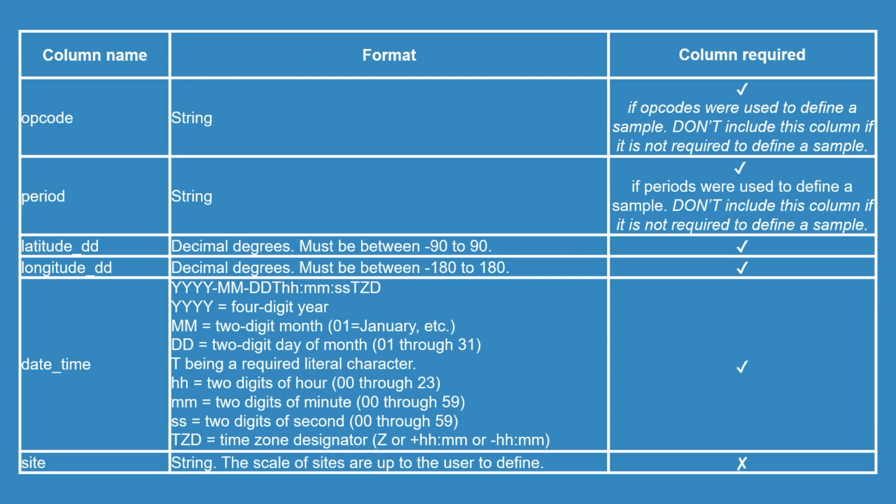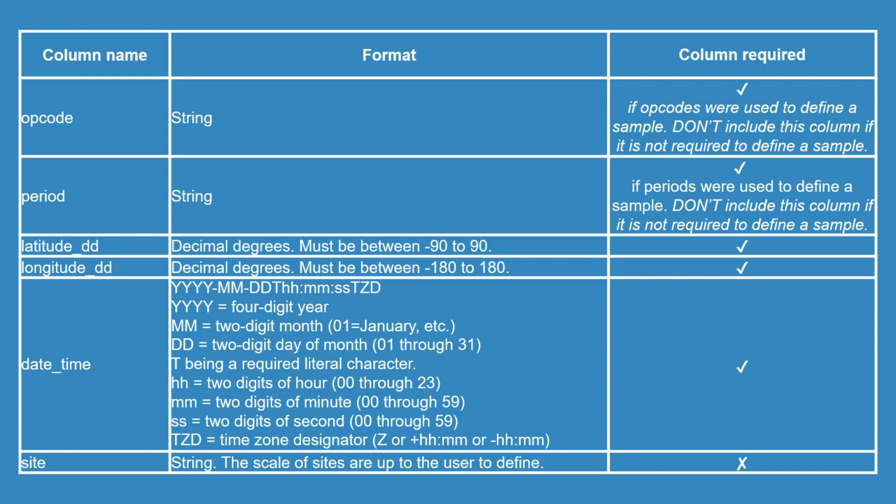This is the first set of columns that you need for the metadata. So opcode and period are used to define a sample. You only have to include opcode or period if you have used it in your annotation data. So if you've annotated a BRUV dataset in EventMeasure and you've put your sample name in as the opcode, and you haven't used any periods, you will only need the opcode column in your metadata.